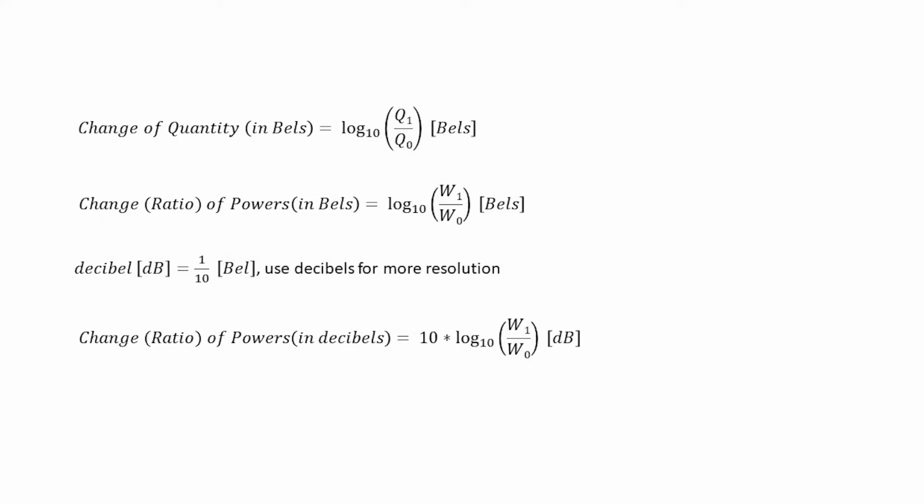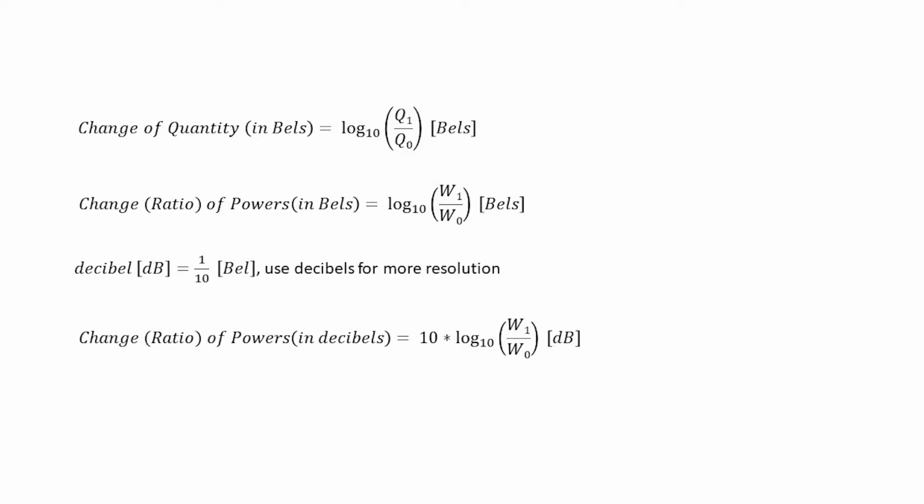Now, the major thing you really should take out of this is that we're dealing with ratios or changes of a quantity when we're dealing with these units. So when we talk about a change of quantity in Bels, we're doing the log base 10. Remember those bases of like 3 or 1.001? Well, what we're using is the common log, log to the base 10 of a quantity Q1 over Q naught, our initial or reference quantity. And that's what we call a Bel, or a change or ratio of powers.